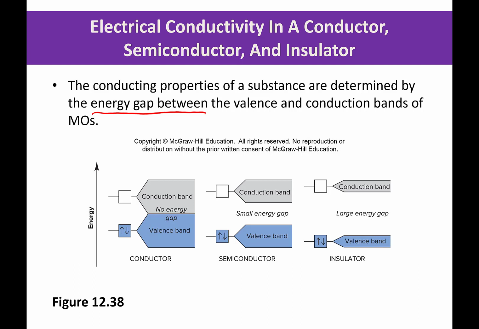So you can see from these pictures that for a conductor, we have no energy gap between our occupied molecular orbitals and our empty molecular orbitals, so our valence and our conduction band. Go all the way over here to an insulator, we have a very large energy gap between our valence and the conduction band. Semiconductors are somewhere in the middle. They have an intermediate gap between the valence and conduction band.